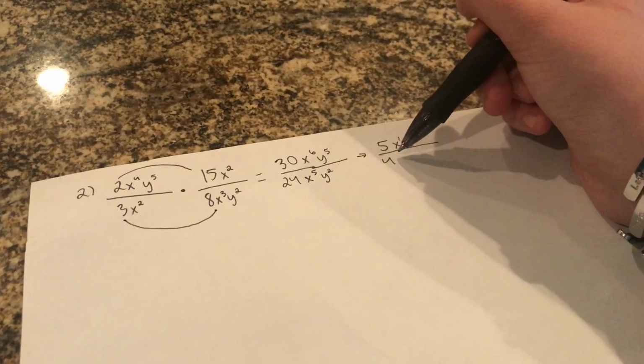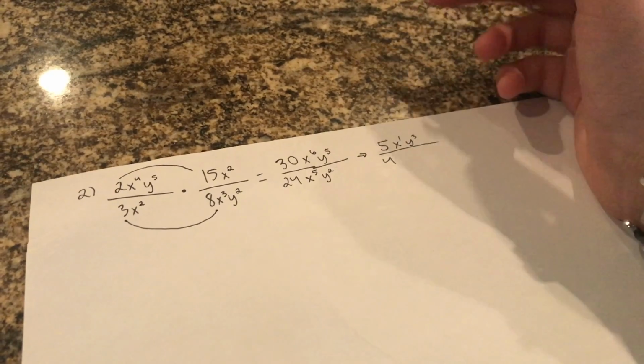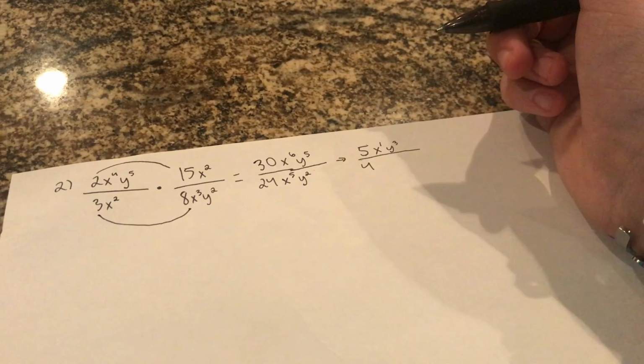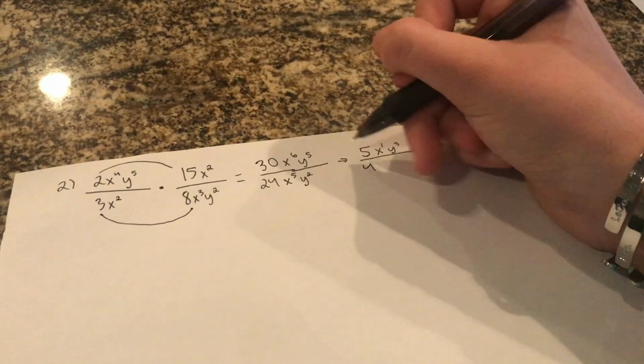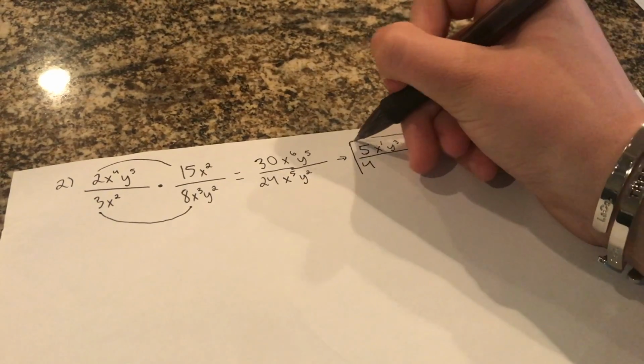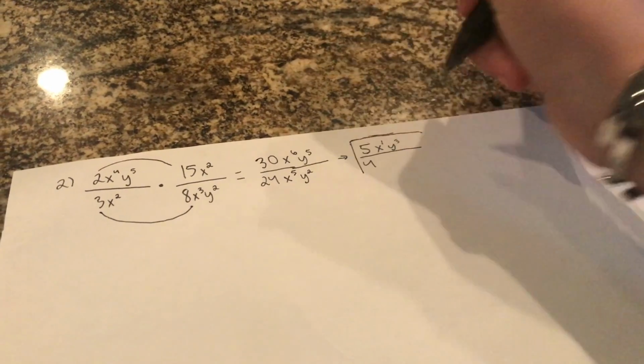You have to make sure you're putting variables and numbers on the right side of the fraction line. And then this is your final simplified answer.